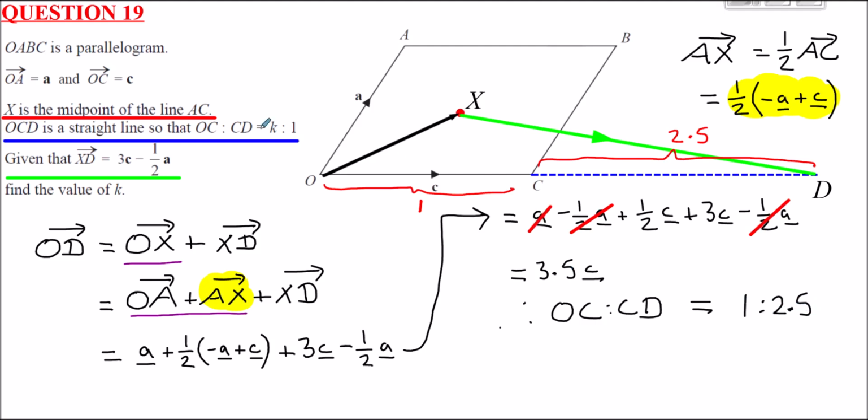But here it's in the ratio k to 1. Okay, so I need to get this into the correct ratio. So this is in the form n to 1. Here, it doesn't really matter how you do it. What I'm going to suggest is we get rid of this decimal by multiplying both numbers by 2.